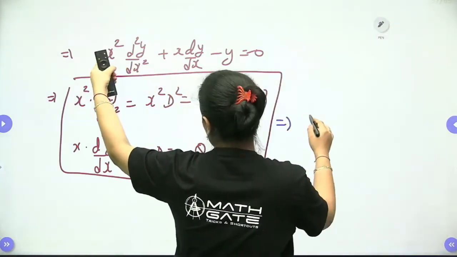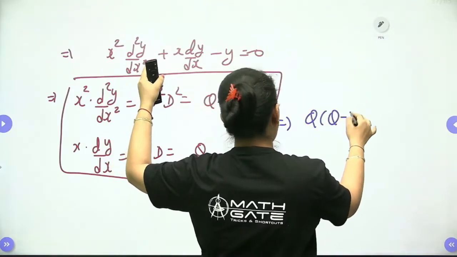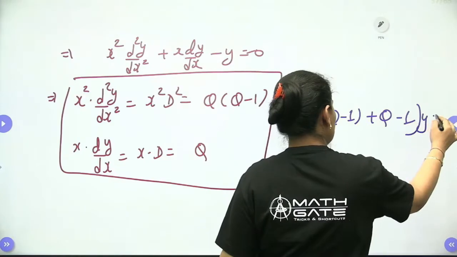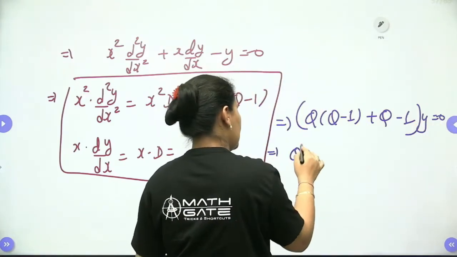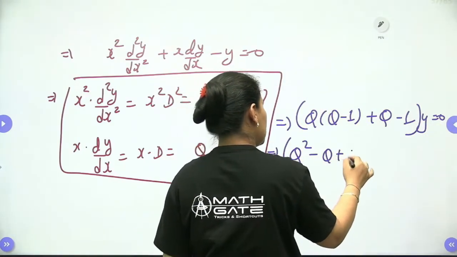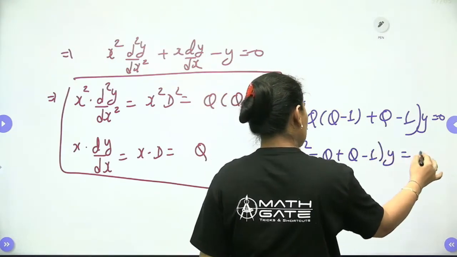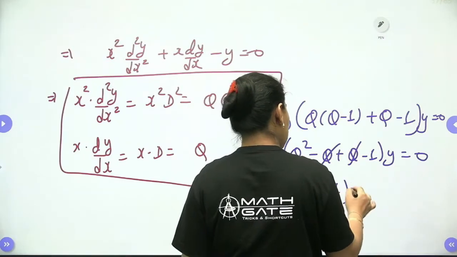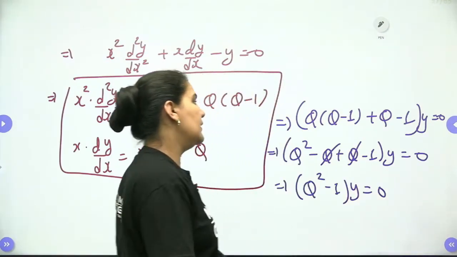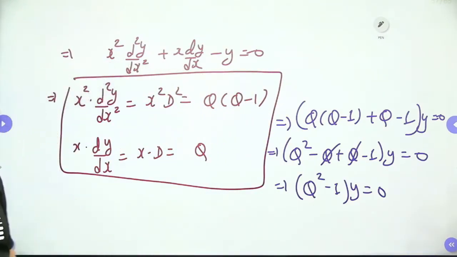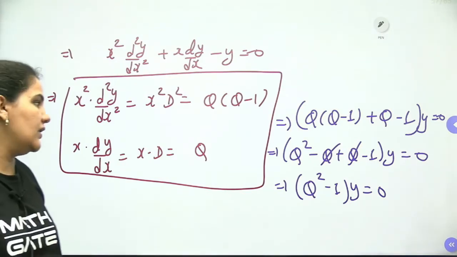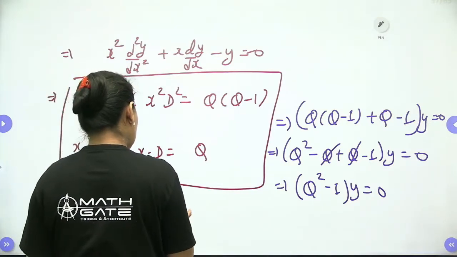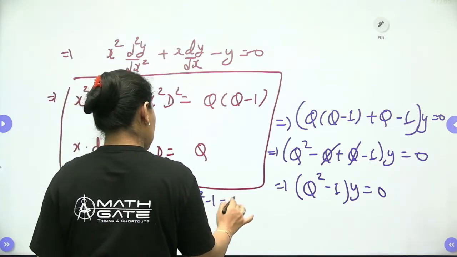The equation will become q into q minus 1 plus q minus 1, y is equal to 0. So q square minus q plus q minus 1, y is equal to 0. The q and q cancel out, so it will be q square minus 1, y is equal to 0. For the solution, the auxiliary equation is m square minus 1 is equal to 0.